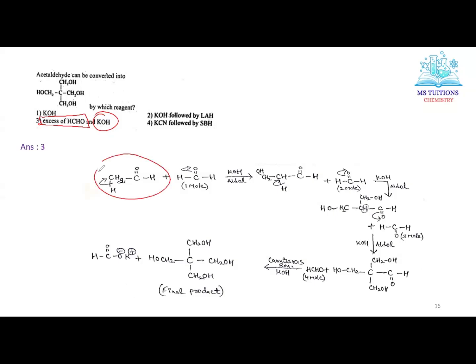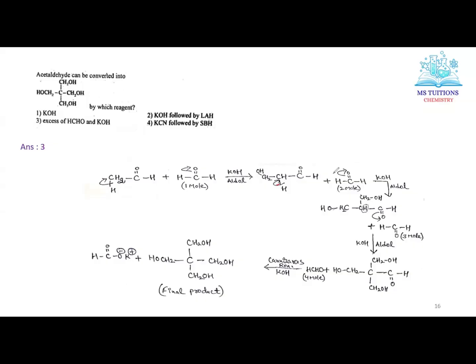See here, one formaldehyde, second formaldehyde. Sorry, acetaldehyde; the question is given with acetaldehyde. So 1 mole of acetaldehyde, 1 mole of formaldehyde. What are we applying here? Acetaldehyde has alpha hydrogen, formaldehyde does not have alpha hydrogen. So we apply aldol condensation. From here we take the keto group, from here the aldehyde group. If we apply aldol condensation, we will get this compound.